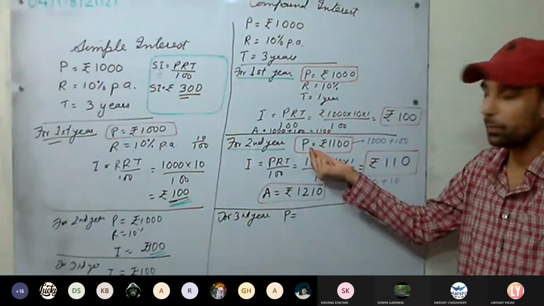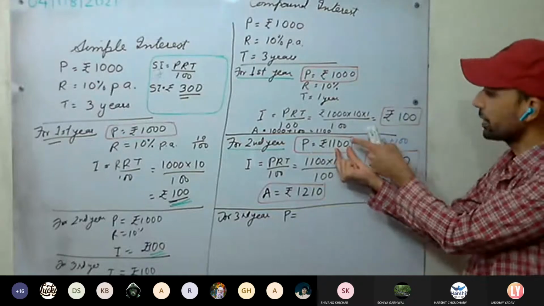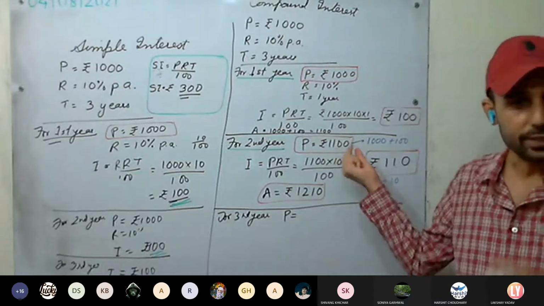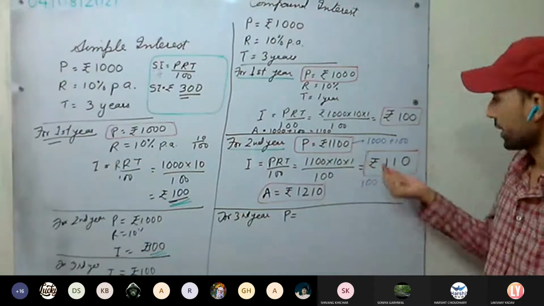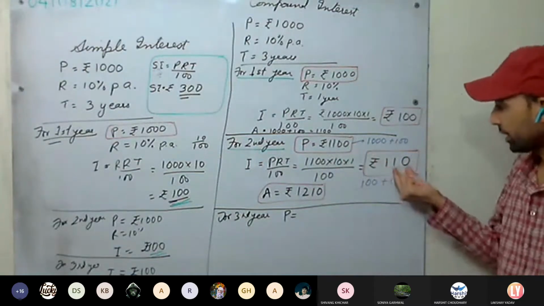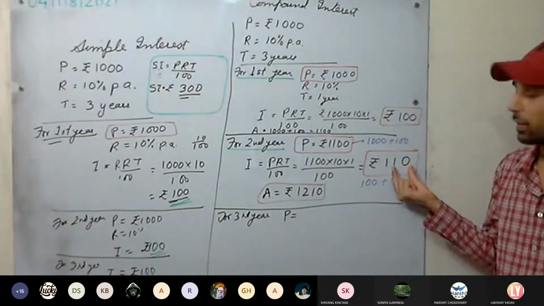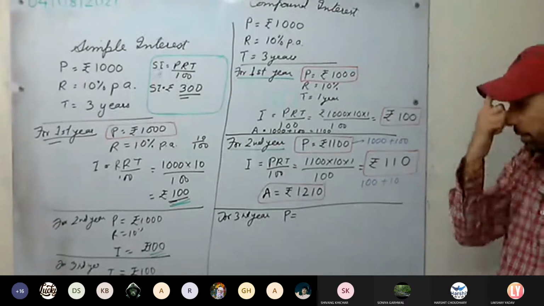What does the principal become for the second year? 1000 rupees plus 100 rupees, the 100 rupees interest from the first year. So it means we are charging interest on interest as well. In compound interest, we are charging interest on interest as well. You can see in 110, this 10 rupees extra came from interest on interest.